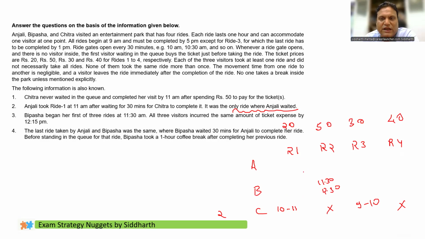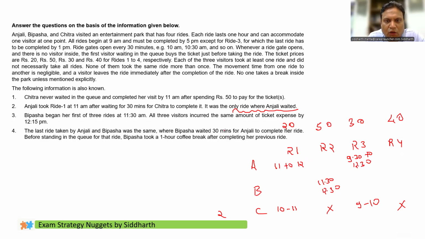Let us fill the table for Anjali also. What is mentioned about Anjali? Anjali took ride 1 at 11 a.m. So Anjali took ride 1 at 11 a.m., which means 11 to 12. And she waited for 30 minutes, that's also mentioned, for Chitra to complete it. That means she must have taken this ride from 9:30 to 12:30.